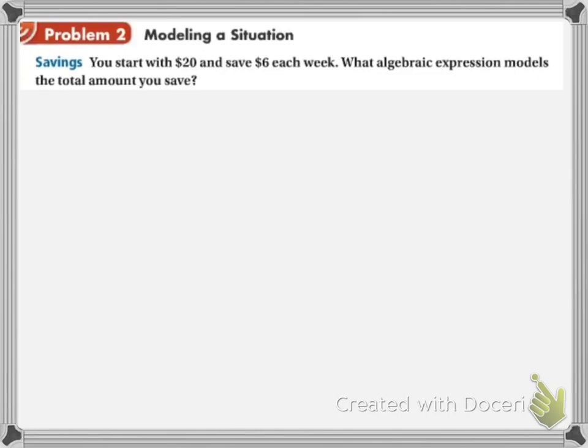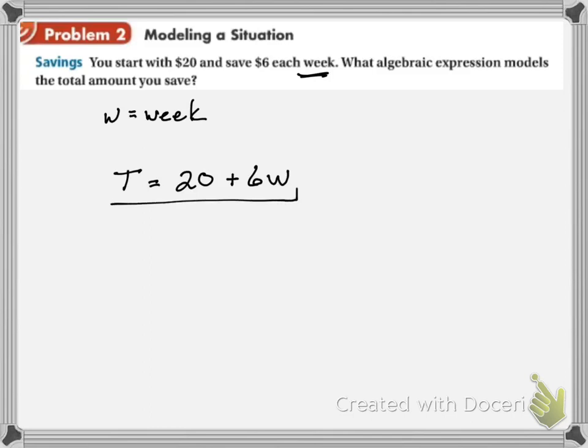Okay, you start with $20 and save $6 each week. What algebraic expression models the total amount you save? What you want to do is start talking about variables. We're talking about each week, so let's use the letter W to represent week. If you start with $20, and I like T for total, but it doesn't matter what you use there, and you save $6 each week, you're going to add $6 times each week, which is just W. So my total is going to be 20 plus 6W.